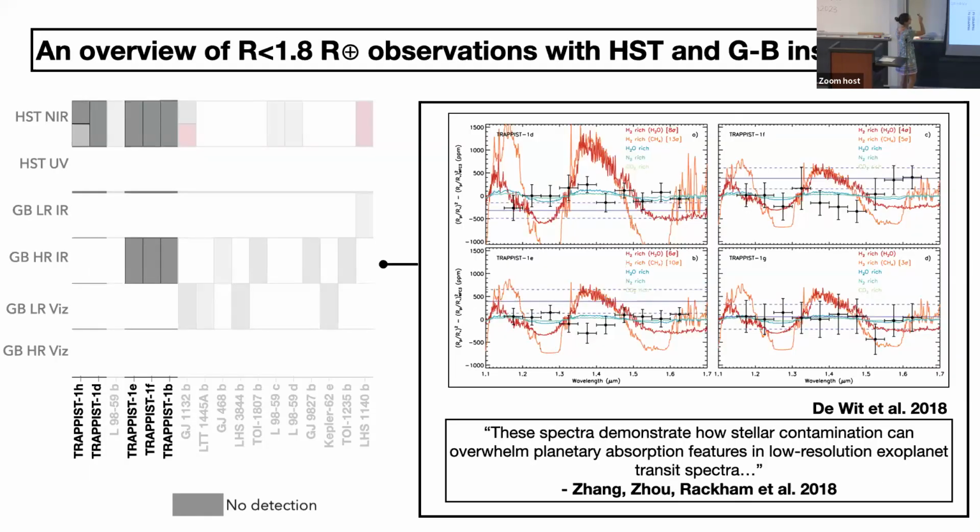And the Trappist system has been observed currently with Hubble and also ground-based facilities, trying to look for really thick extended atmospheres. In the very first spectra, we were able to rule out these hydrogen-rich scenarios plotted up against the data at 5, 10 sigma. And so they really weren't synonymous with these big hydrogen-helium envelopes. But further analyses of these data showed how stellar contamination can overwhelm the planetary features, especially in these low resolution regimes, because these M dwarfs have absorption features themselves. Those absorption features can be imprinted on the planetary spectra.